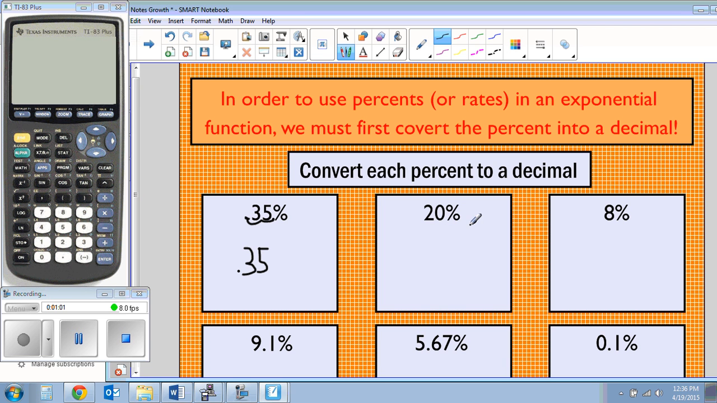So for 20, we would do the same thing. This is actually 20.0. Move the decimal over twice. It would be 0.20, or just 0.2. For 8, it's 8.0, so when I move it over 2, it's 1, 2. It's right here, and there's actually another 0 right here. So this is actually 0.08.